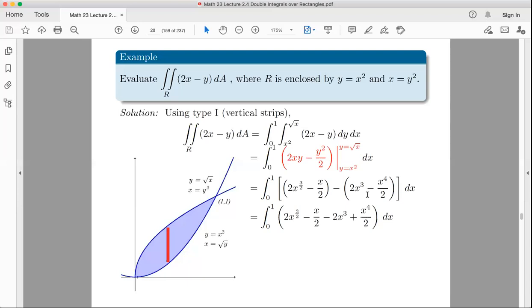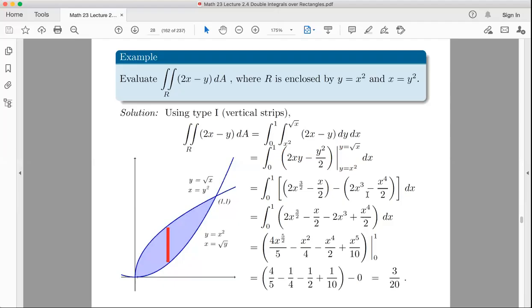Simplifying, and then we integrate with respect to x. This is what we have. Evaluated from 0 to 1, we get 3 over 20. So the value of this double integral is 3 over 20.